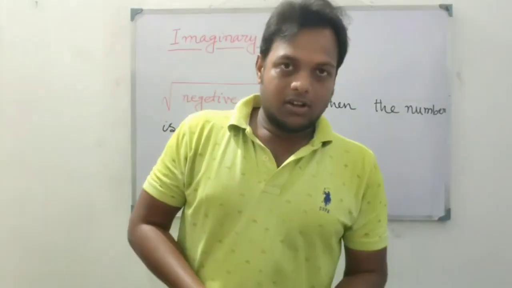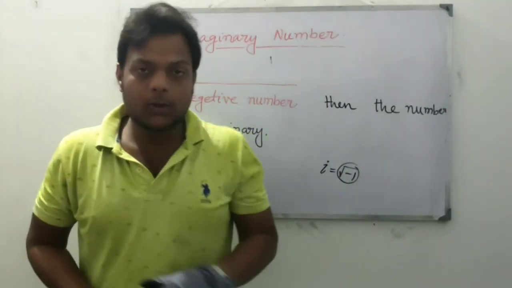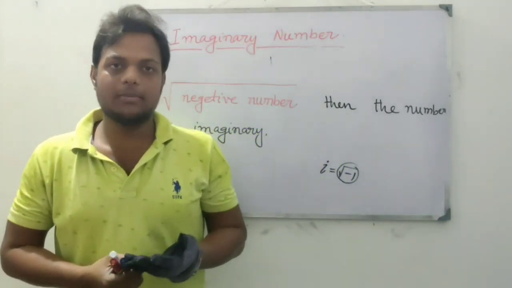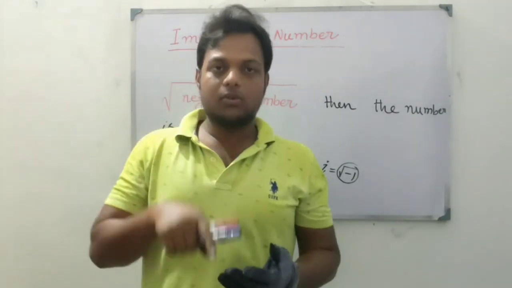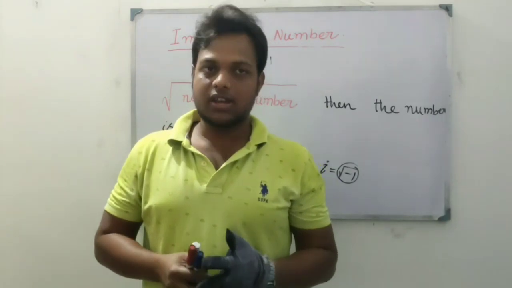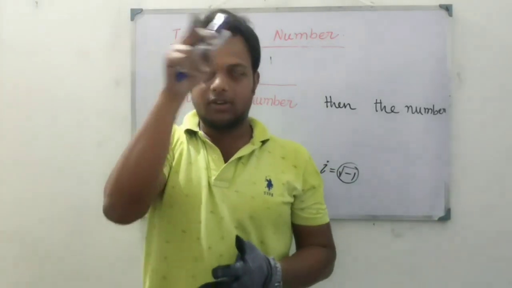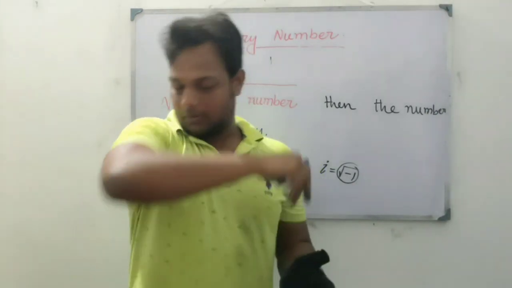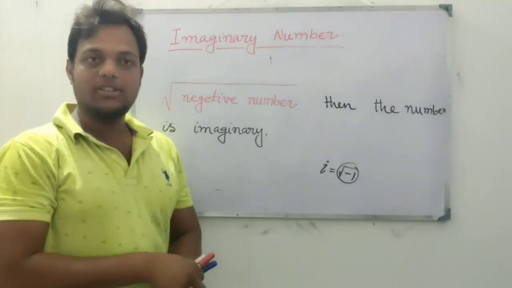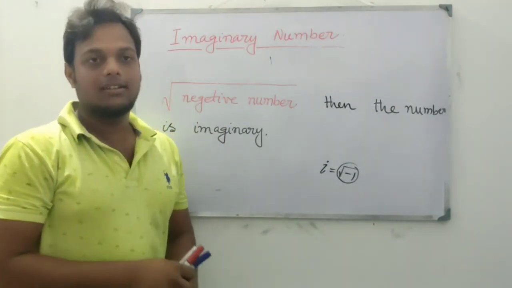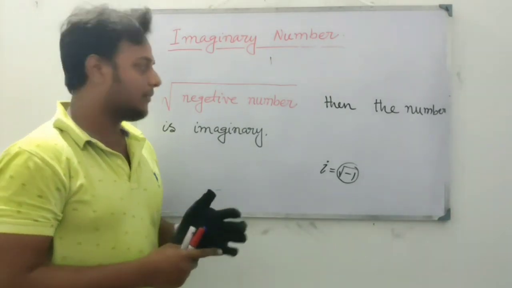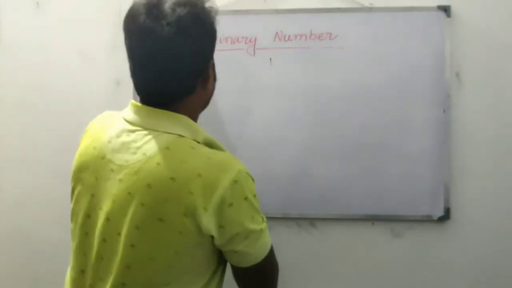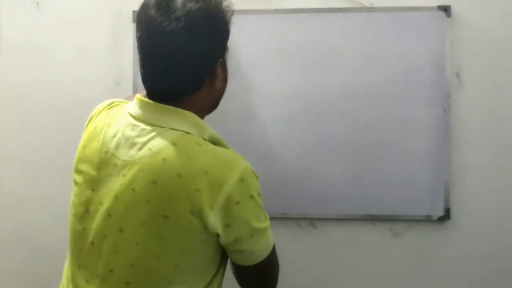So if you try to recall all the classes: root over minus 5 means imaginary. If a perfect square number is in the square root, then it must be rational. If root of a non-perfect square number is there, then it must be irrational. So this is the concept of imaginary, rational, and irrational in the number system. Hope you get the clear idea.